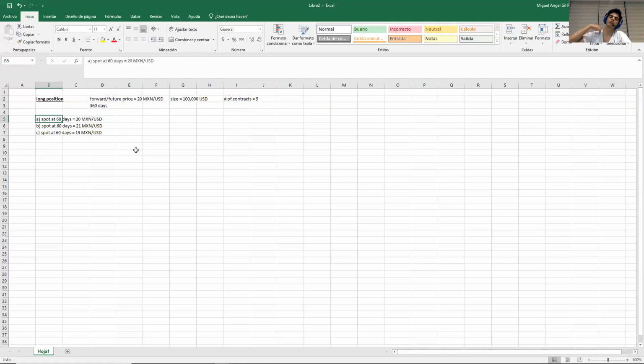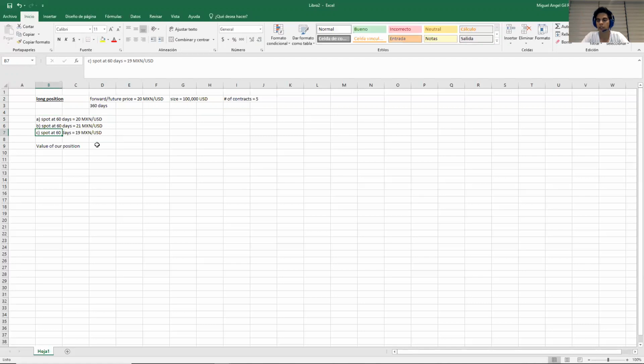Then I have this information here. It says that in 2 months from now, the prices can change. It can be 20, it can be 21, it can be 19. And we need to know what will be the value of our position. That's how it's called: value of my position. So I need to know the value of my position at this time, assuming that in 2 months the price will be 20, but maybe in 2 months the price will be 21, or that in 2 months the price will be 19.